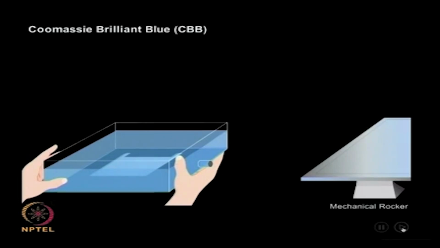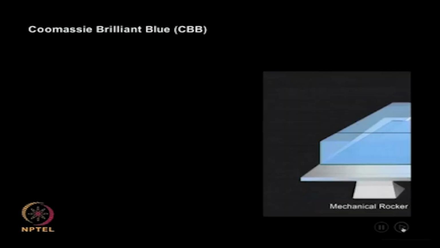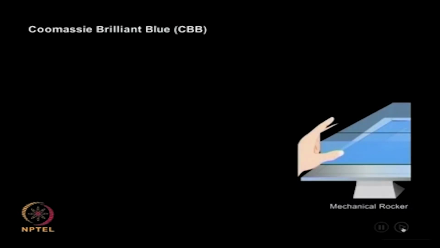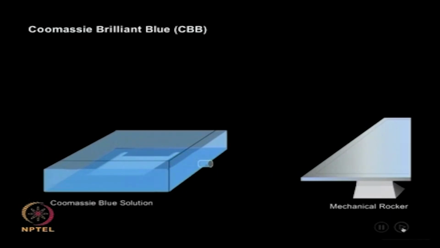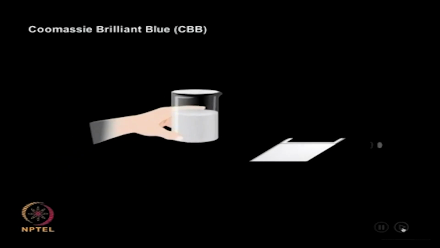After adding the stain, the tray is then placed on a mechanical rocker, which allows for uniform contact of the gel with the solution by means of gentle rocking. After overnight stain, you have to drain out the staining solution. The stained gel is then placed in a de-staining solution.